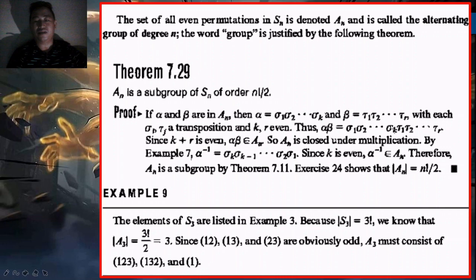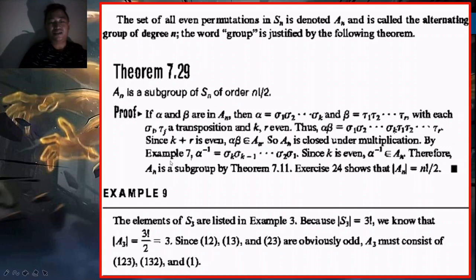With each sigma i and tau j transposition. Transposition ni sila. Tanan. And k and r are even. So even ni sila. Si K o si R. So, even number. So, na mga pair tanan. Thus, alpha beta is equal to this one. Dapat. Since K plus R is even, so, since even man siya, then even po ni. So, therefore, even transposition is a product of even transpositions. Therefore, even siya nga permutation. Therefore, alpha beta is element sa An. So, this is for the closure property. So, An now is closed under multiplication.